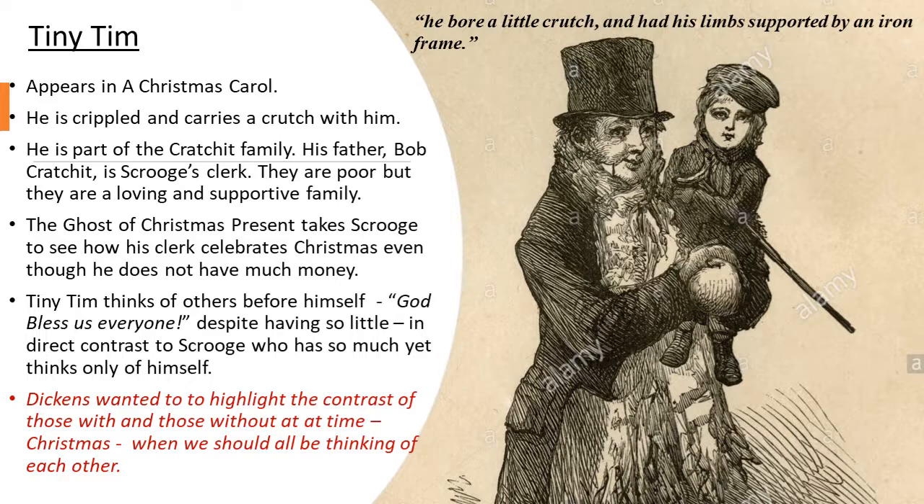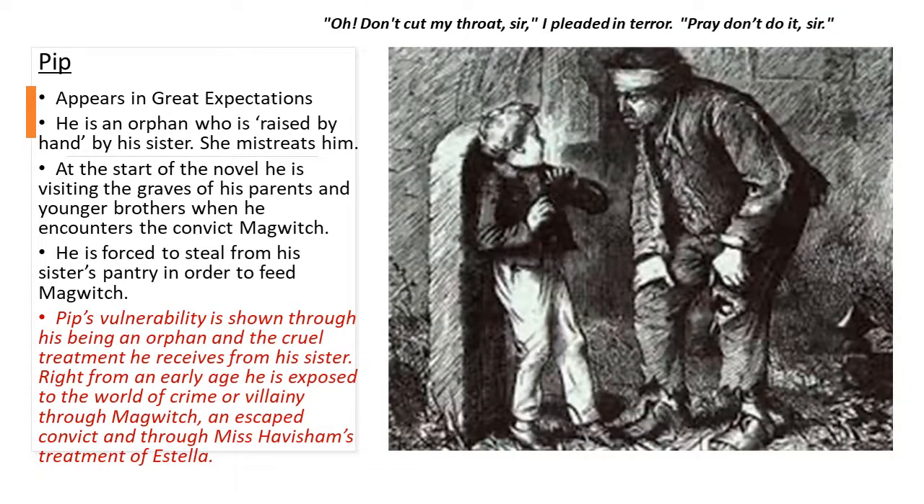The Ghost of Christmas Present takes Scrooge to see how his clerk celebrates Christmas even though he does not have much money. Tiny Tim thinks of others before himself: "God bless us, everyone," despite having so little. In direct contrast to Scrooge, who has so much, yet thinks only of himself. Dickens wants to highlight the contrast of those with and without, at a time, Christmas, when we should all be thinking of each other. For the last one, please do make sure you've added to your notes with what's on the slide.